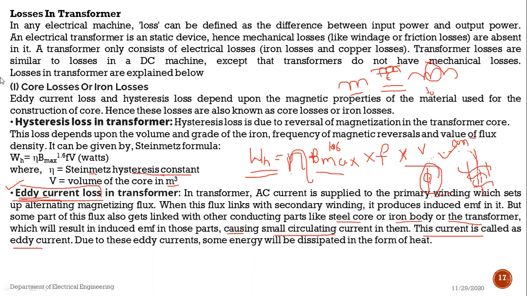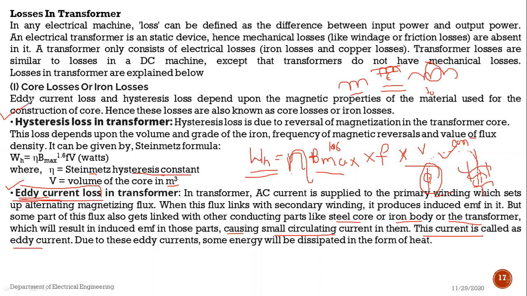Okay, so again, this loss depends upon the conducting part. That means the constructional features, the conducting parts like the core, either steel core or iron body, so it comes under the constant loss. These constant losses can be calculated by conducting the OC test, that is the open circuit test, or no load test of the transformer. So we will see this while conducting the practical related to the test.